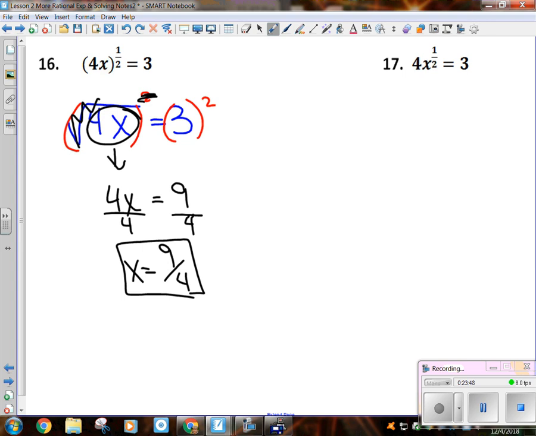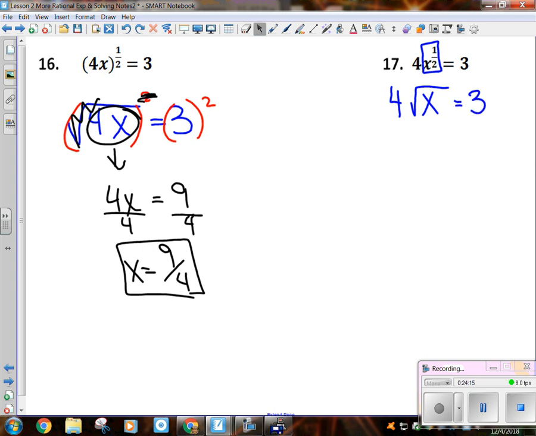Now, 17 looks almost like 16. It's just the x. The x has the... Ah, she's already picked up on that. Did y'all hear what she said? Only x has the exponent. So 4 stays on the outside, just a normal 4. The square root only goes over the x. Everybody see that? So the exponent goes to the closest thing it touches, so it only goes to the x, equals 3.